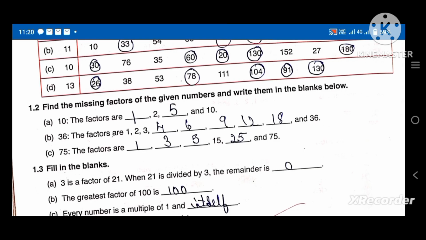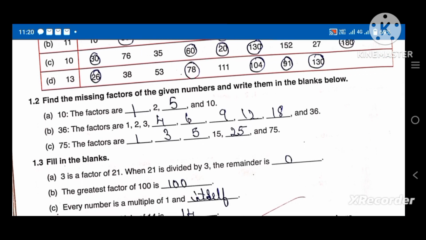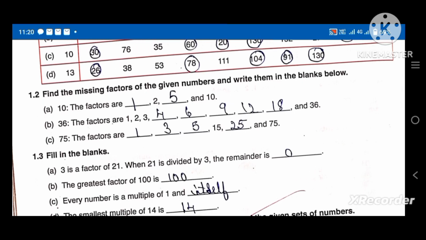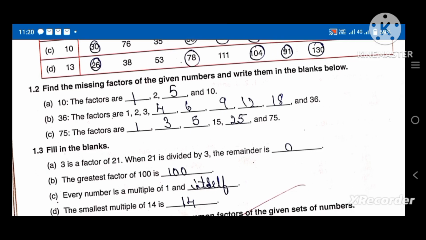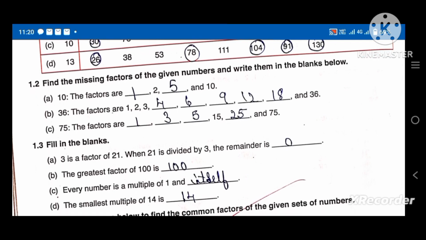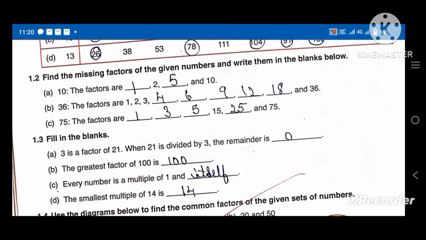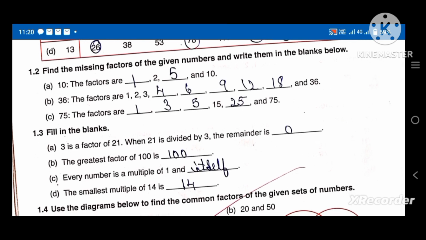1.3 exercise, fill in the blanks. A. 3 is a factor of 21. When 21 is divided by 3, the remainder is 0. B. The greatest factor of 100 is 100. C. Every number is a multiple of 1 and itself. D. The smallest multiple of 14 is 14.